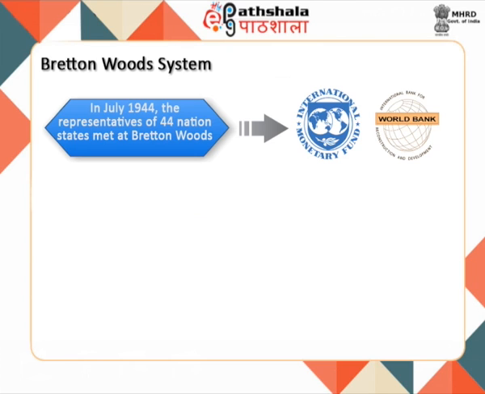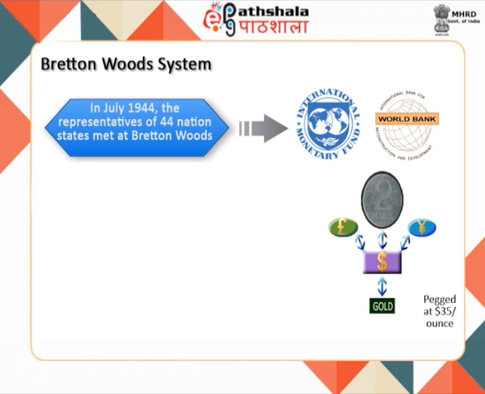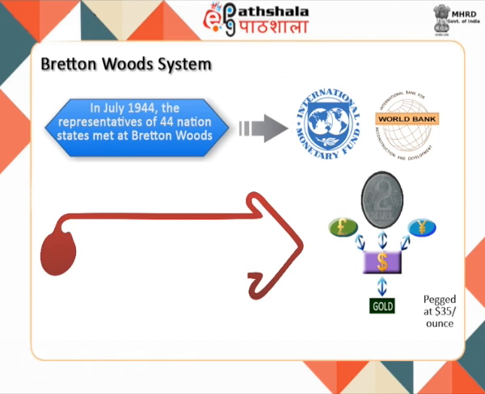Each country agreed to fix the par value of its currency in relation to the US dollar. This par value determined the exchange rate between different currencies. The US dollar was in turn pegged to gold at $35 per ounce. The US dollar was the main reserve currency held by central banks and the only currency that was directly convertible to gold. Each country was required to maintain the market value of its currency within plus minus 1% of its adopted par value.